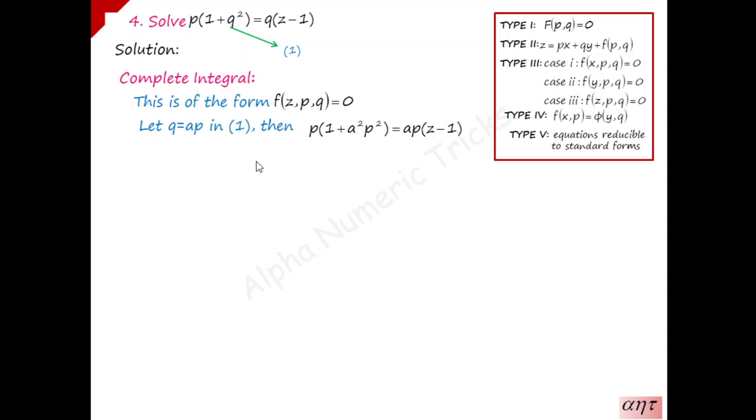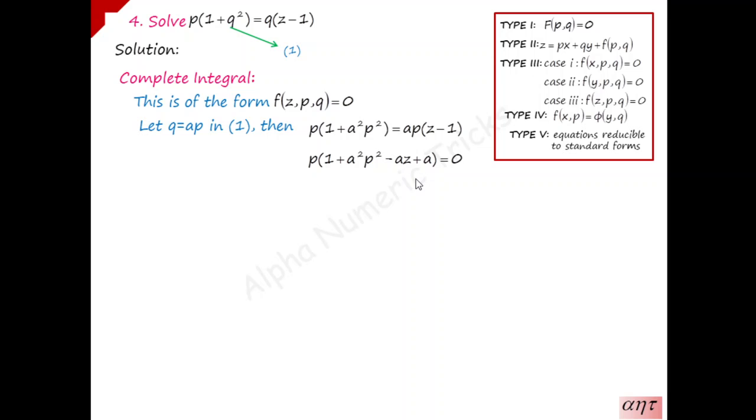Don't cancel off this p here itself, because we have an explanation for that p. So retain that; I'll give it later. Now we take ap into z minus 1 to the other side, and p is common, so take it outside. So p into 1 plus a square p square minus a z, when taking ap z to the other side it becomes minus ap z and p is taken outside. Here also minus ap, when taking this to the left-hand side it becomes plus ap, and p is taken outside, so you have plus a, is equal to 0.